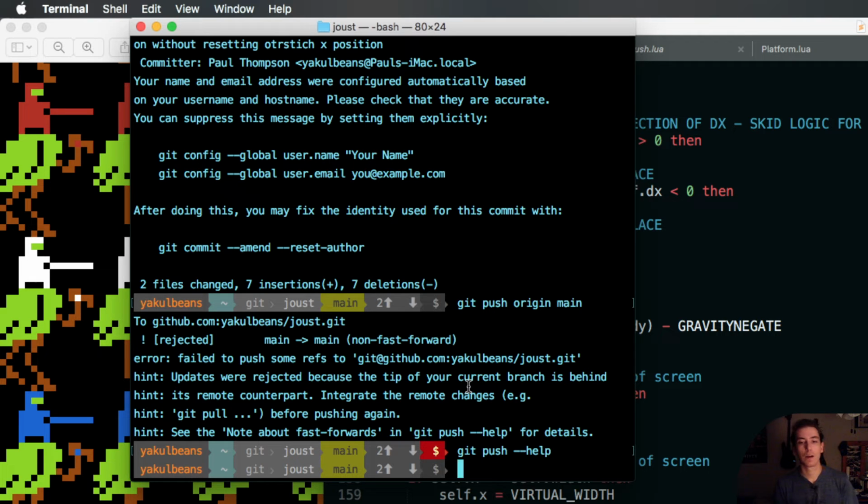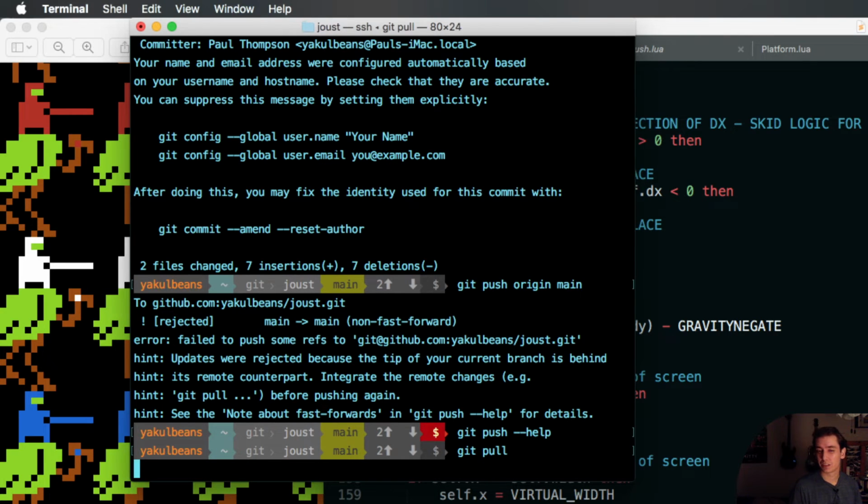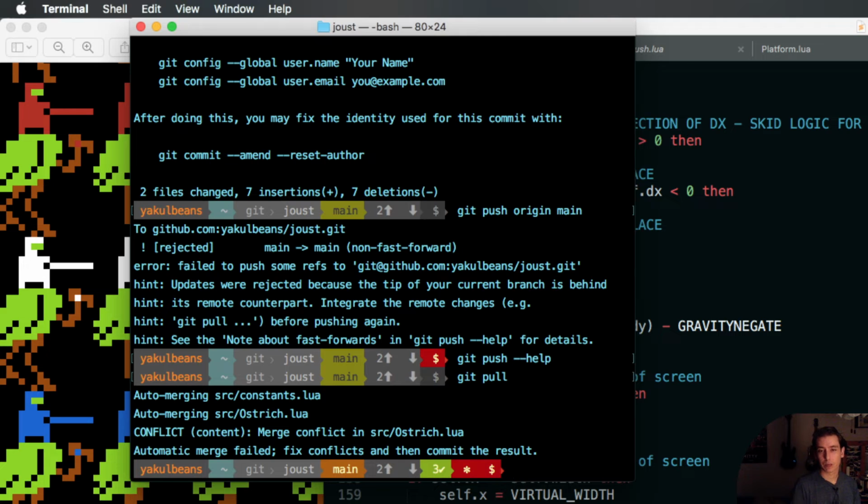Either that, or I make a new branch, push the changes to that branch on the remote repository, and then merge that branch with my main branch and resolve the conflicts there. But either way, we've got to resolve those conflicts. So I'm just going to do a git pull, and I'm hoping to see merge conflicts. Merge conflict in source ostrich. Fix conflicts, then commit the result. Cool.